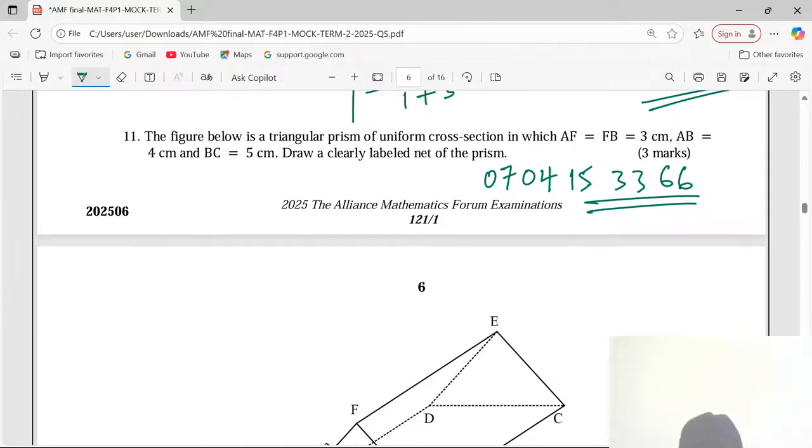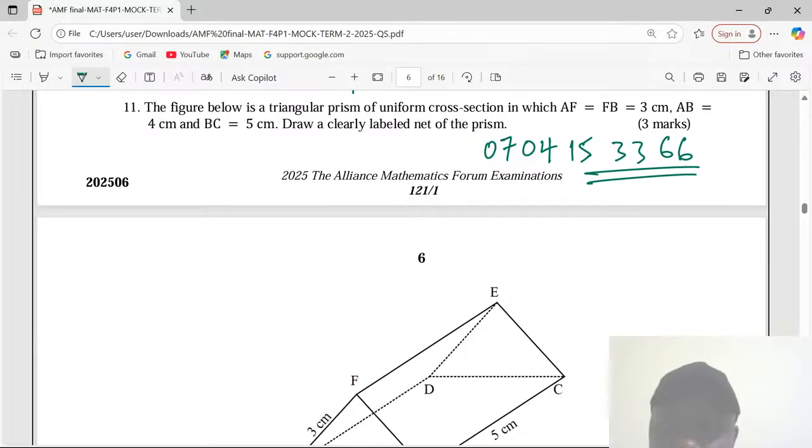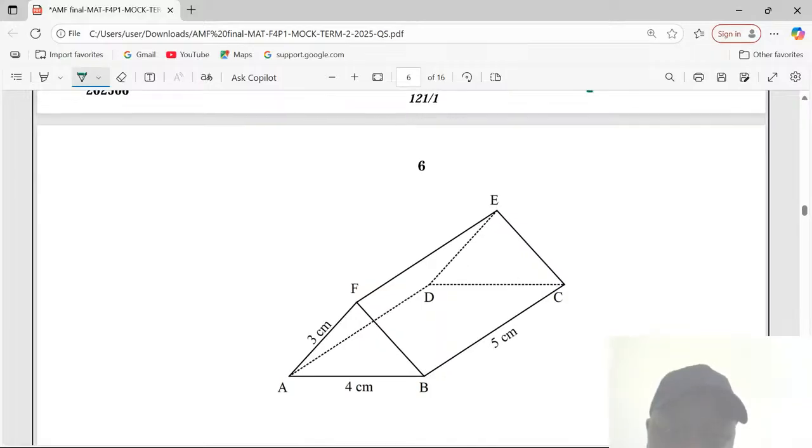And we are sustaining a good number up to this point. We are now in number 11. The figure below is a prism, a triangular prism for that case, with uniform cross-section in which AF and FB are equal to 3 centimeters.